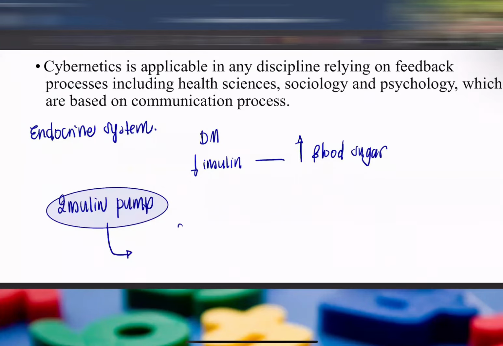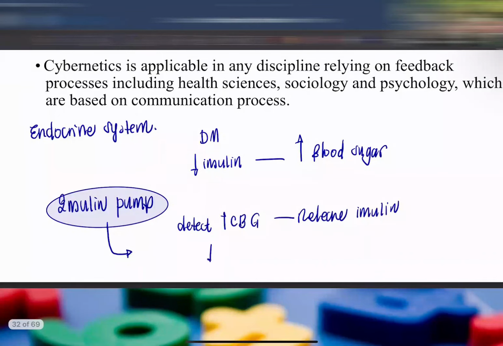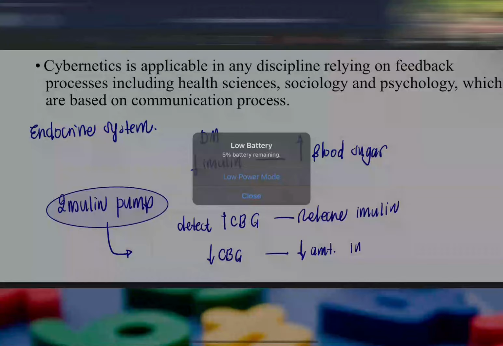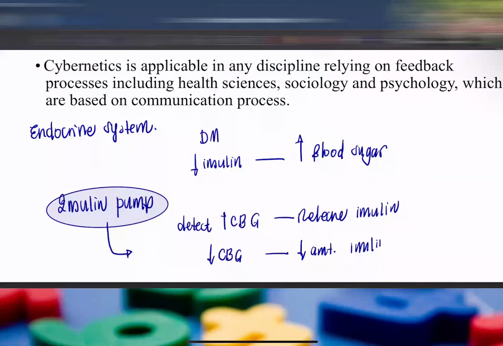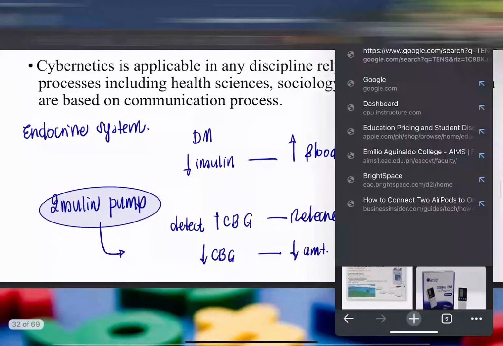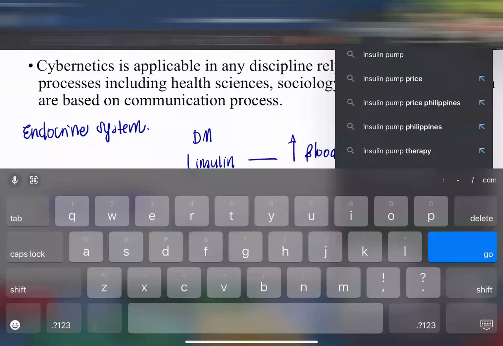By the time that the insulin pump detects that the blood sugar levels are high, it would release insulin. By the time naman that it detects that the blood sugar levels are low, it would decrease the amount of insulin. Okay, so kung nakikita nyo class, merong automation ng process na nangyayari. Hindi na po natin kailangang sabihin na, uy, mag-release ka ng insulin. Uy, huwag kang mag-release ng insulin.